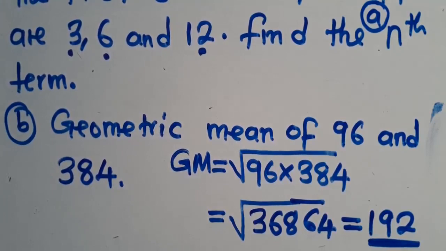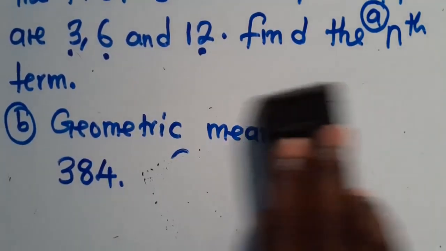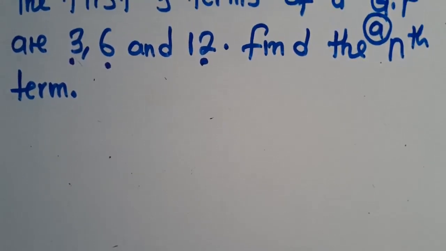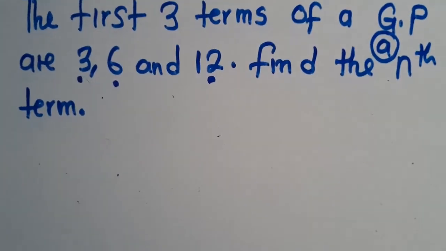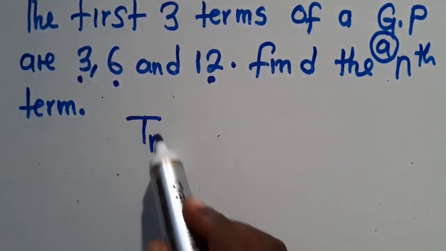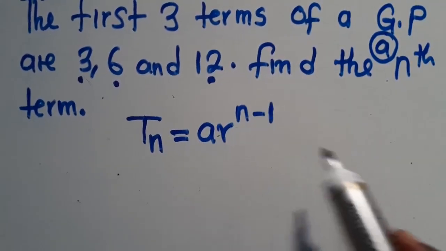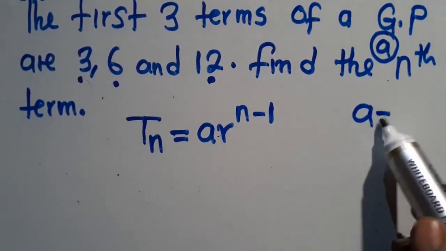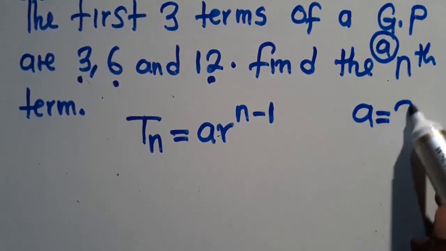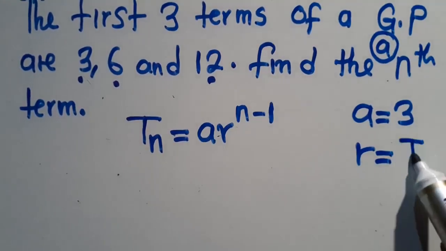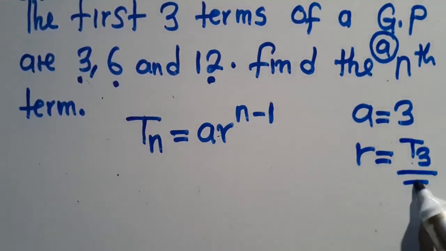Let us now go to the first question, where you are told to find the nth term. This is also very simple. This question was the simplest question that you can ever find in an exam. You just need to write the formula and substitute the values. What is your first term? Your first term is 3. What is your common ratio? Common ratio you are not given, so you say T3 divided by T2.